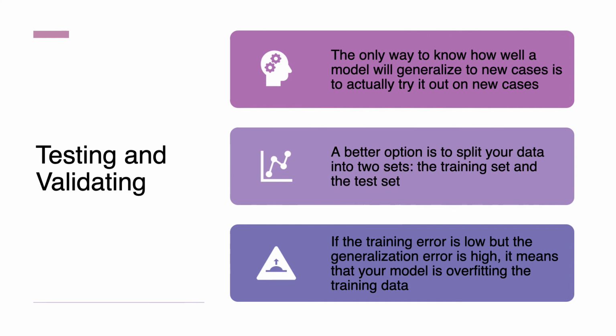Not the best idea. A better option is to split your data into two sets, the training set and the test set. As these names imply, you train your model using the training set, and you test it using the test set. The error rate on new cases is called the generalization error, or out-of-sample error, and by evaluating your model on the test set, you get an estimate of this error. This value tells you how well your model will perform on instances it has never seen before. If the training error is low, i.e., your model makes few mistakes on the training set, but the generalization error is high, it means that your model is overfitting the training data.